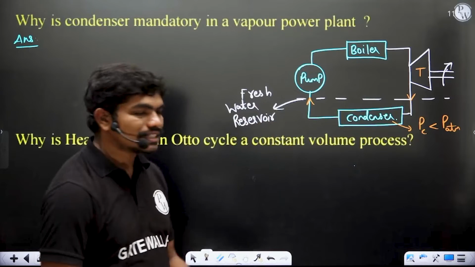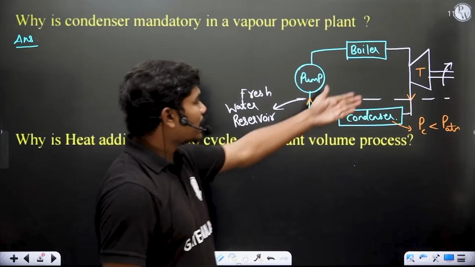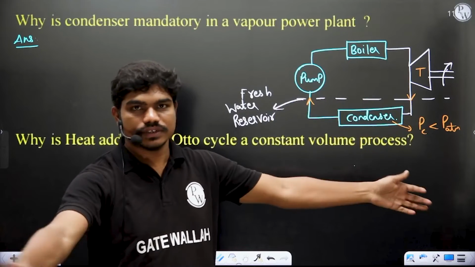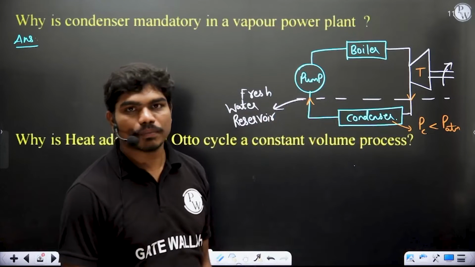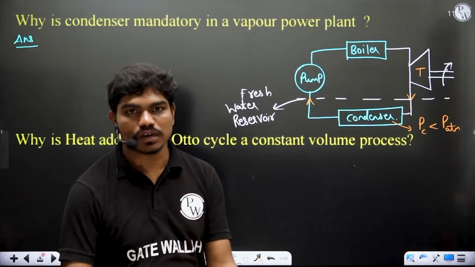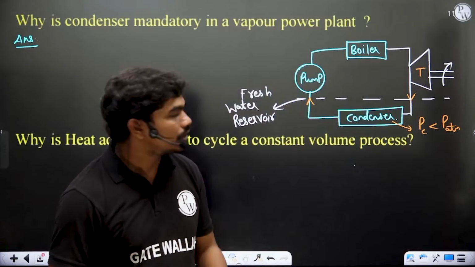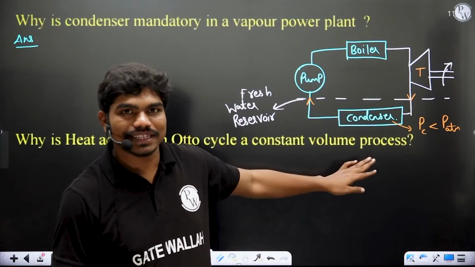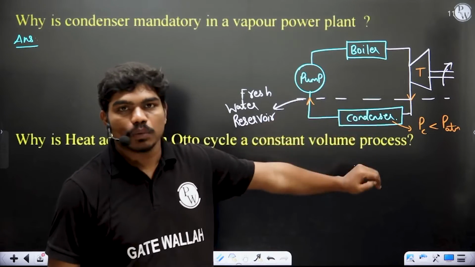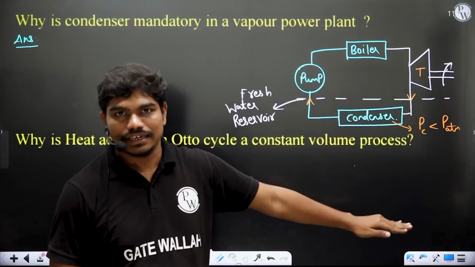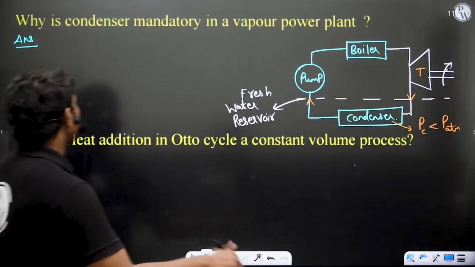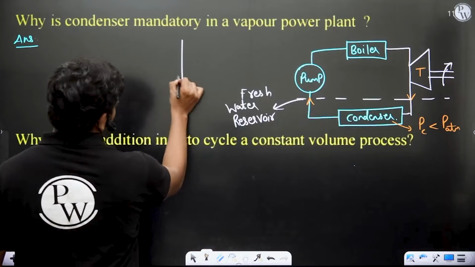If this is a freshwater reservoir, then I can directly leave the turbine exit into the lake or river, whatever, and you can take the pump inlet from the same water body. This can be done. The power plant will operate even in this condition without the condenser, but one problem is your efficiency will fall drastically. The reason is, normally if you draw the TS diagram for this, I'm just drawing a rough sketch.